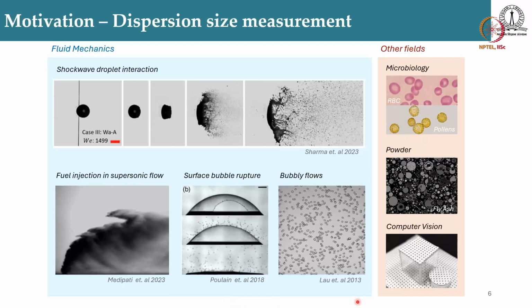Then you can have also bubbly flows. You can have biological entities dispersed in a fluid media. You can have powder or particles dispersed in air or liquid. Then you can have target dots on a surface which is 3D, so you have a depth effect. If you take a normal image with focus over this surface, you will find this surface to be sharp and the other surfaces to be blurred.